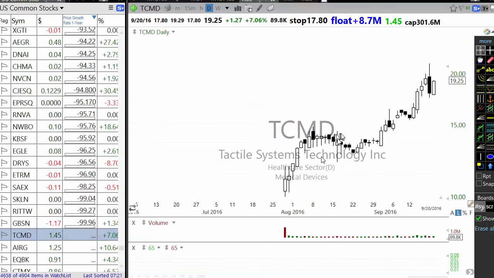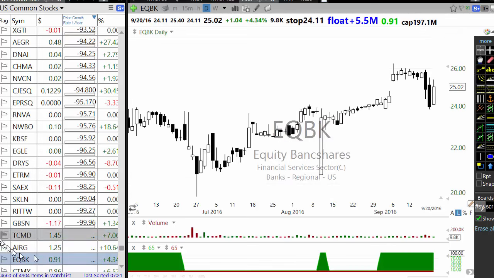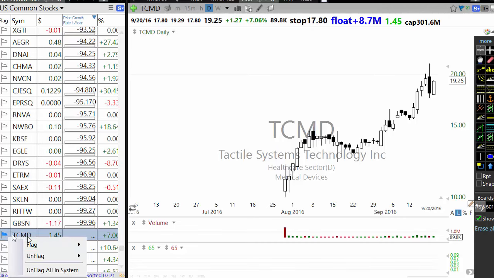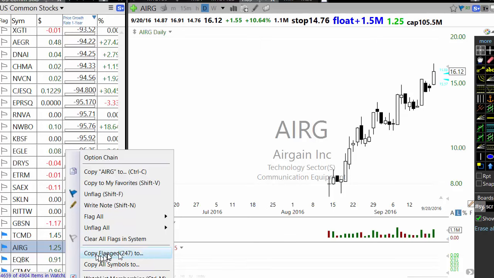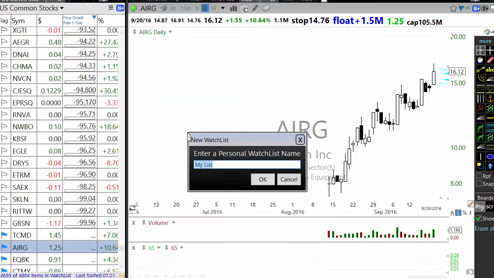Like this particular stock IPO'd in the last 1 year, so it doesn't have a value associated with it, right? So that is the kind of stock you are looking for. So what you have to do is clear all flags in system and then flag all symbols below this item. Now you have 247 IPOs. Copy flagged to a new personal watch list, and you can call it IPO 1 year, say.